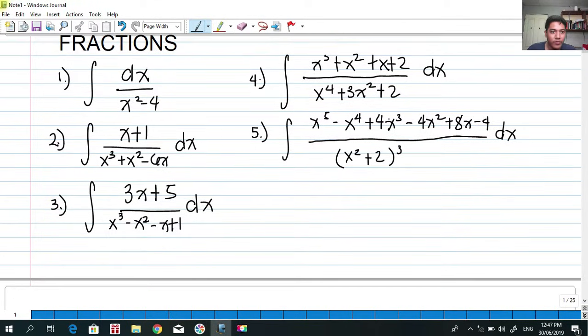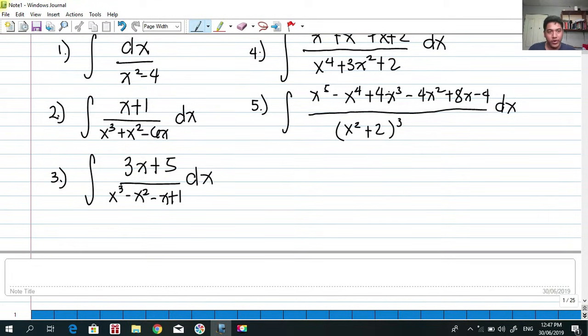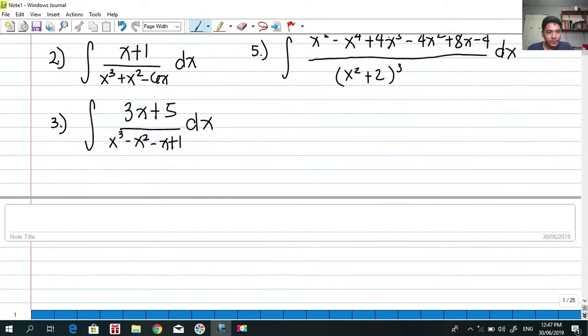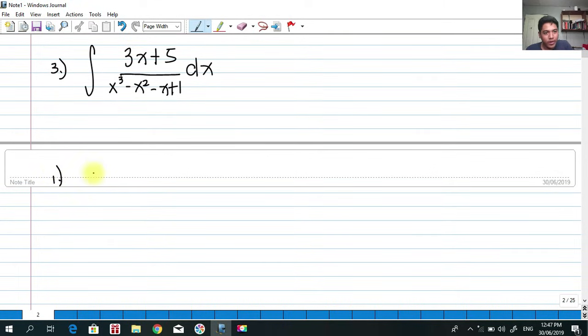Okay, for number 1, we have to find the integral of dx over x squared minus 4. So as we all know, number 1, we have dx over x squared minus 4. So we must resolve this into partial fractions. So let's set aside first the dx and the integral sign.